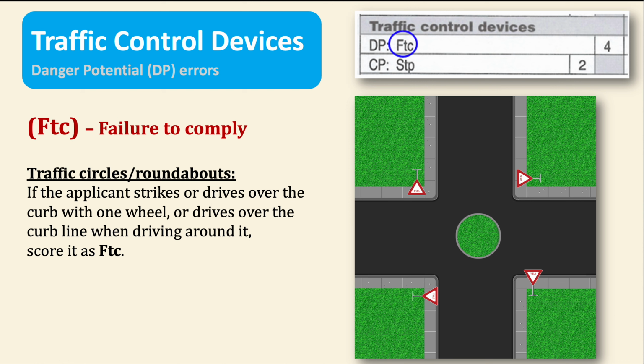Now remember that lack of visibility needs to be present. So if it's wide open, they don't really need to do a big head scan. But if there is any limitation of visibility, use your best judgment and consider scoring that. Now if the applicant strikes or drives over the curb with one wheel or drives over the curb line when driving around it, score it as FTCs. If they hit the curb, score it as a failure to comply, 4-point penalty.